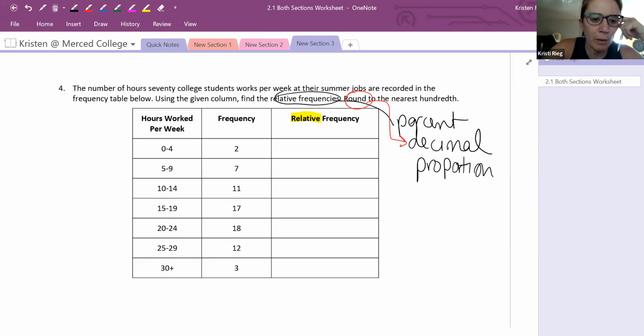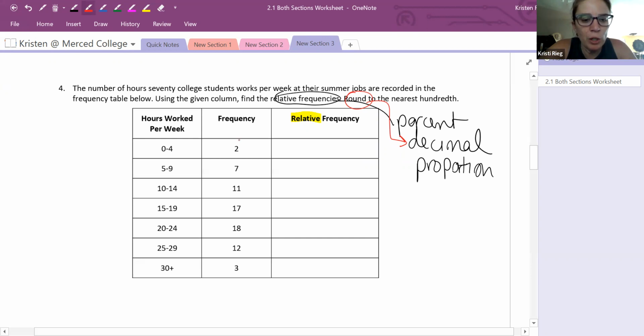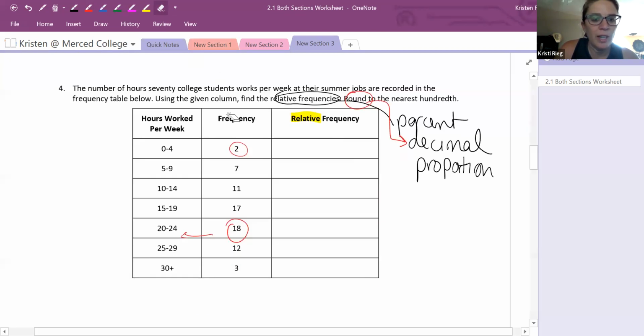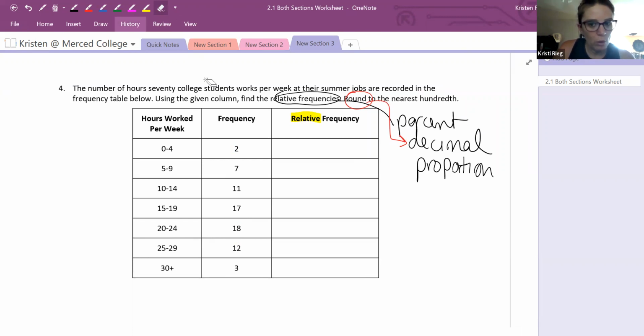We have the number of hours that 70 college students work per week at their job recorded in this table. So I know 2 of them work 0 to 4 hours. I know 18 of them work 20 to 24 hours. So it tells you how many people. I already have the frequency, but the relative frequency is out of the total. What decimal or percent of the total work in those categories?